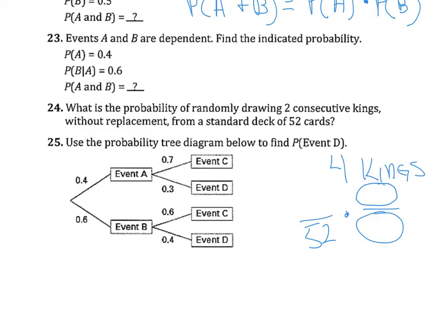Number 25 is bonus. Okay, it is bonus. Use the probability tree in the tree diagram below to find the event of D. So what is the likelihood that event D would happen? Okay, that is bonus. Give it a shot.